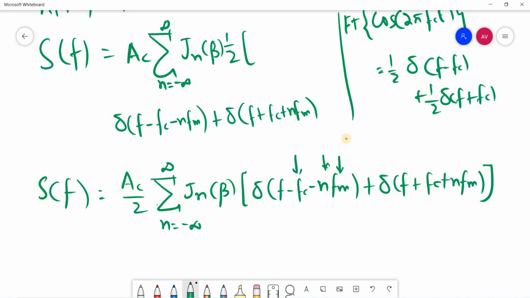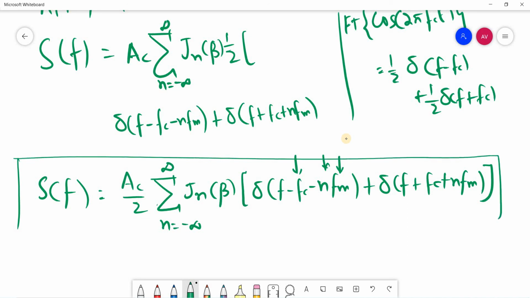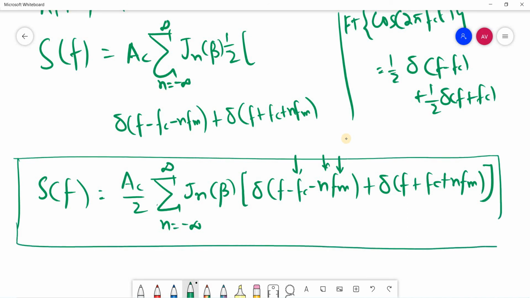For n equal to 1, it will be delta of f minus fc minus fm. So the detailed spectrum we will see in the next session, during Saturday's live session. But for instance, just take this final spectrum of wideband FM, and if we approximate beta as very small, then Jn of beta will be 0 for n greater than 2.